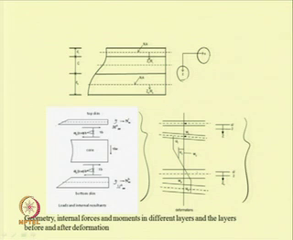So, this is the undeformed and this is the deformed state. Here u_t and u_b are the axial displacements of the top and bottom layer. u_c is the axial displacement of the core layer. So, this is the shape before deformation and after deformation.